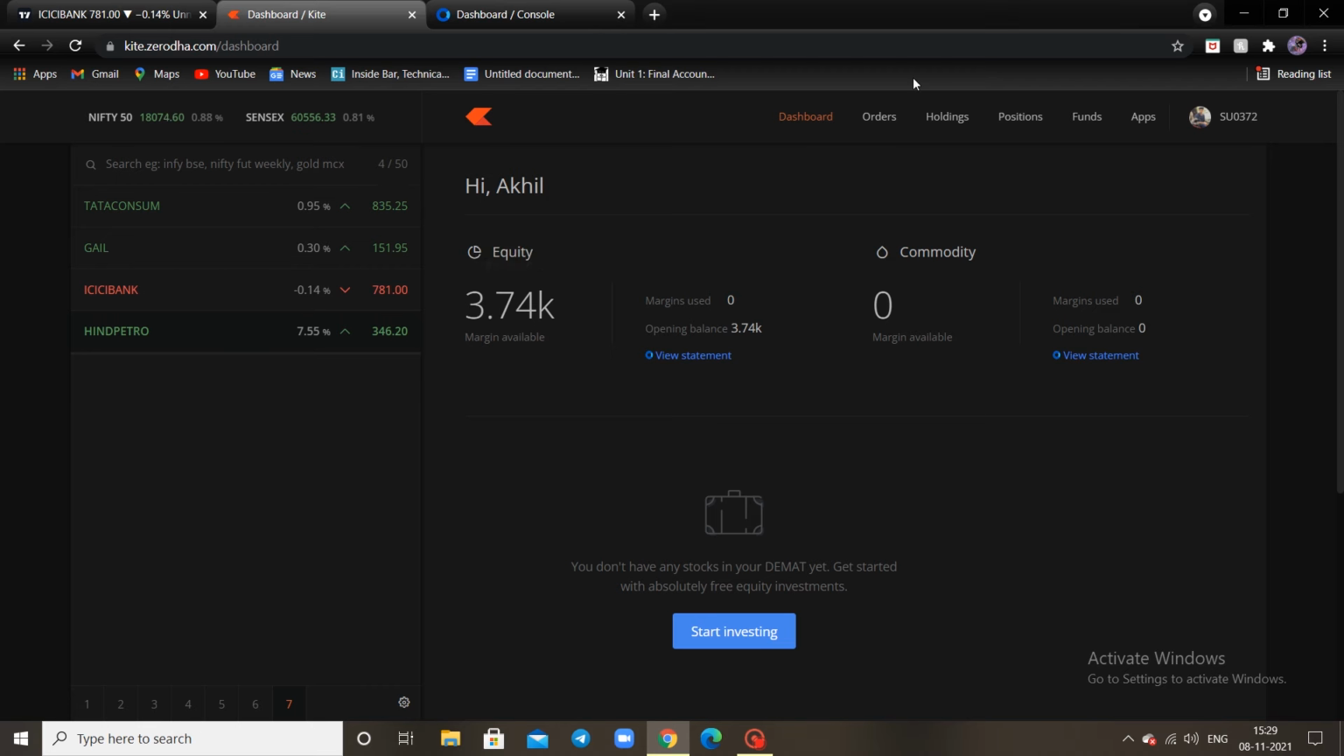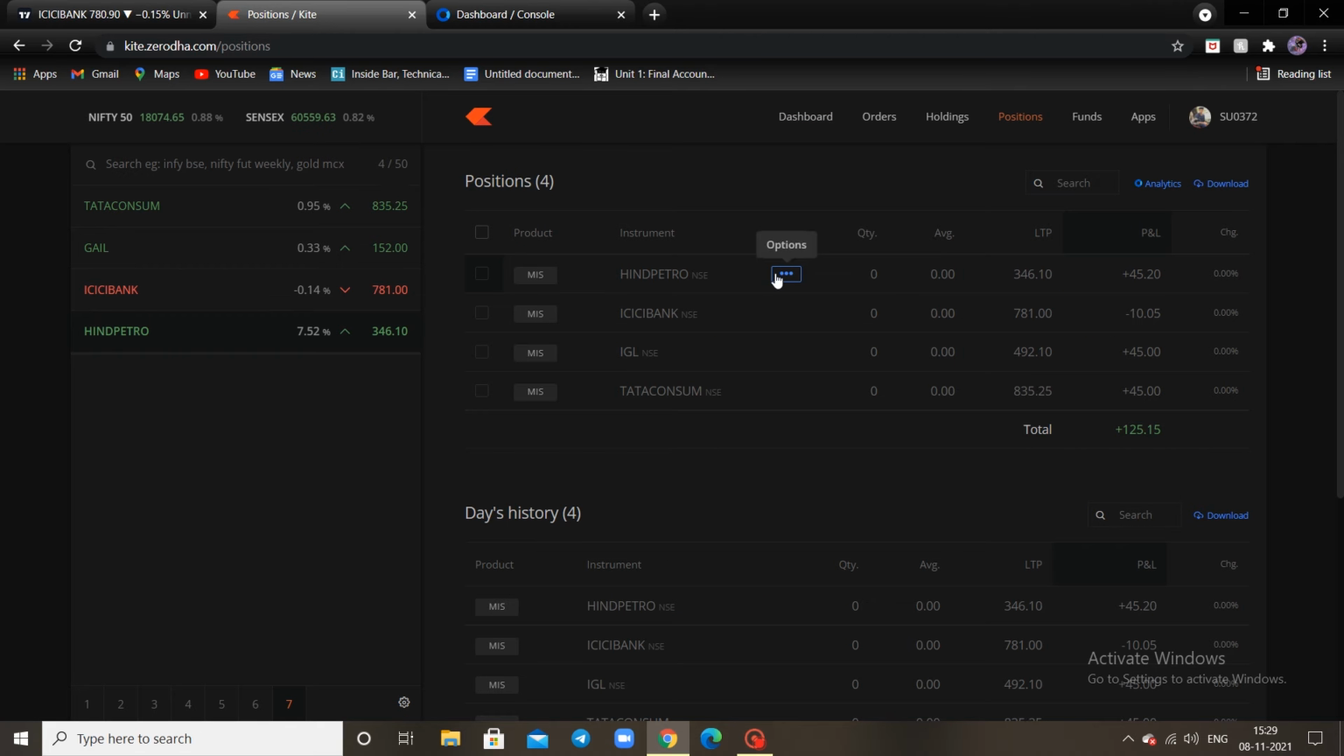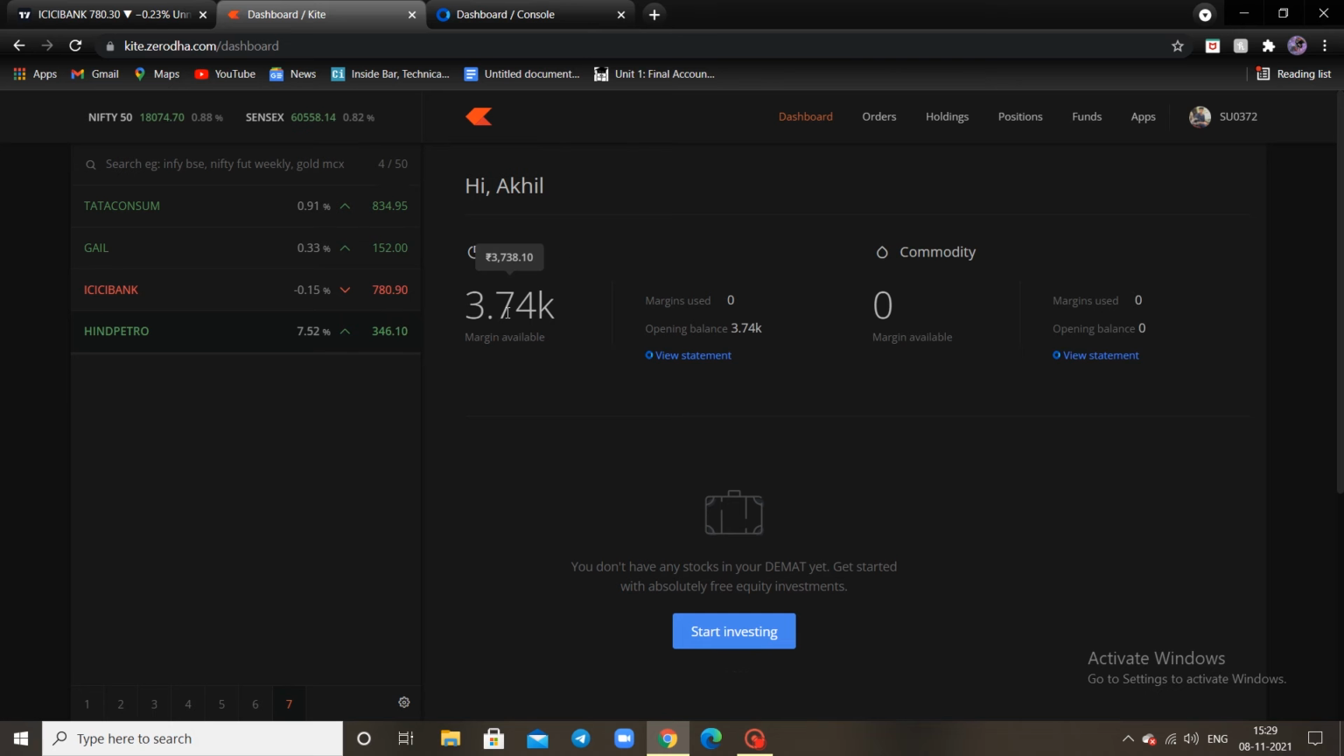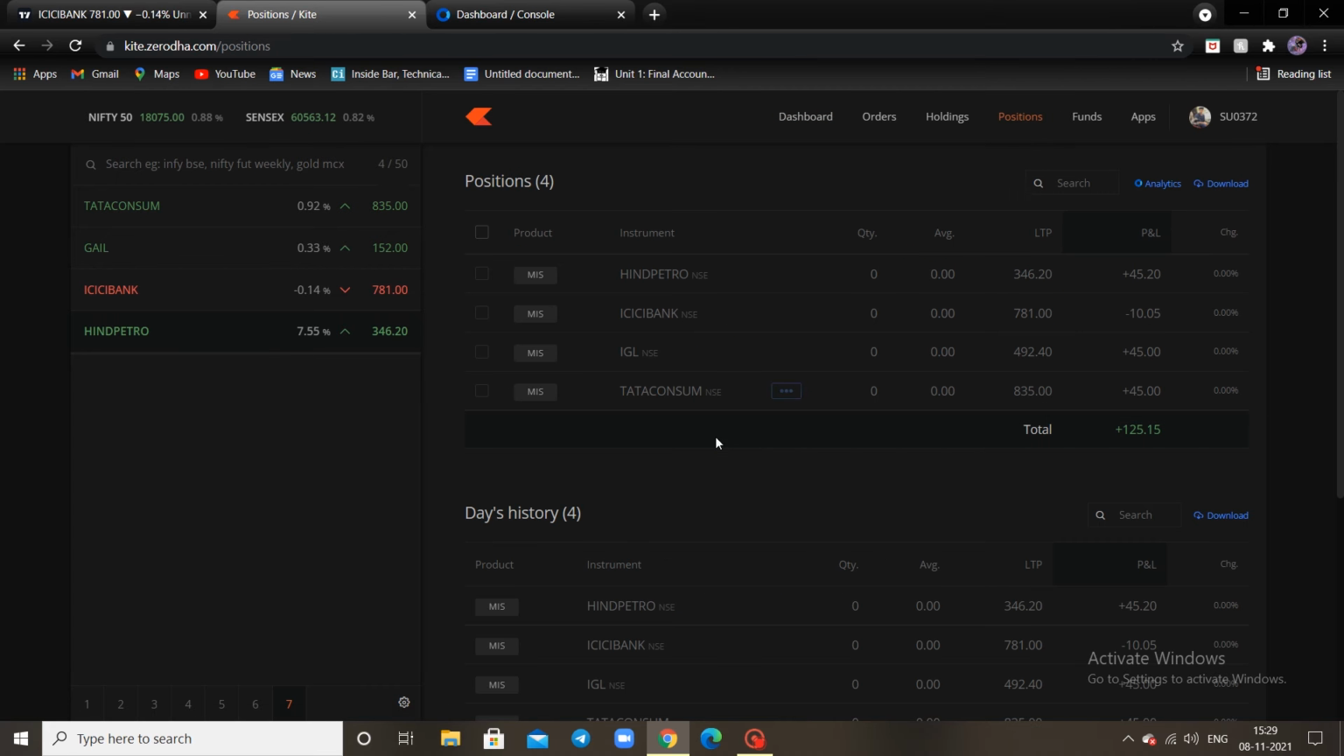3,700. From this 3,700 capital, I am planning to deploy only 2,400. The balance money I will keep as my reserve, and with 2,400 rupees I will take up to 3 or 4 trades. In each trade I will provide 600 capital. That's my money management strategy I'm using in these trades.